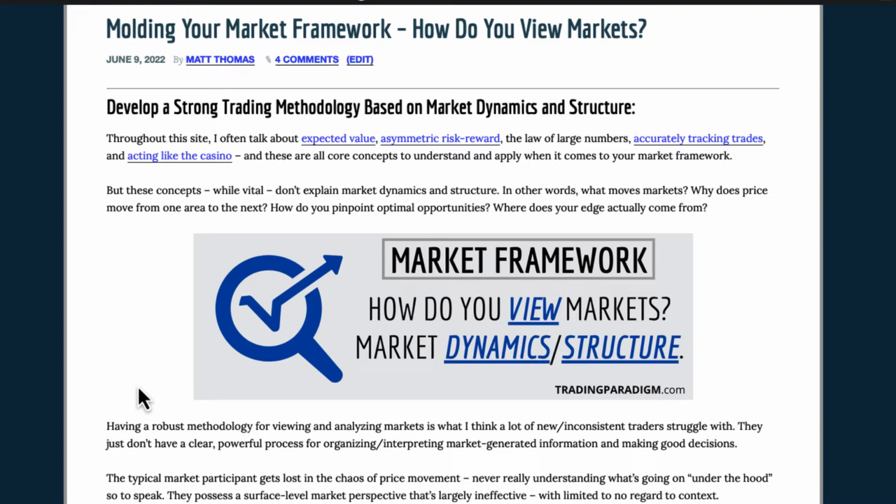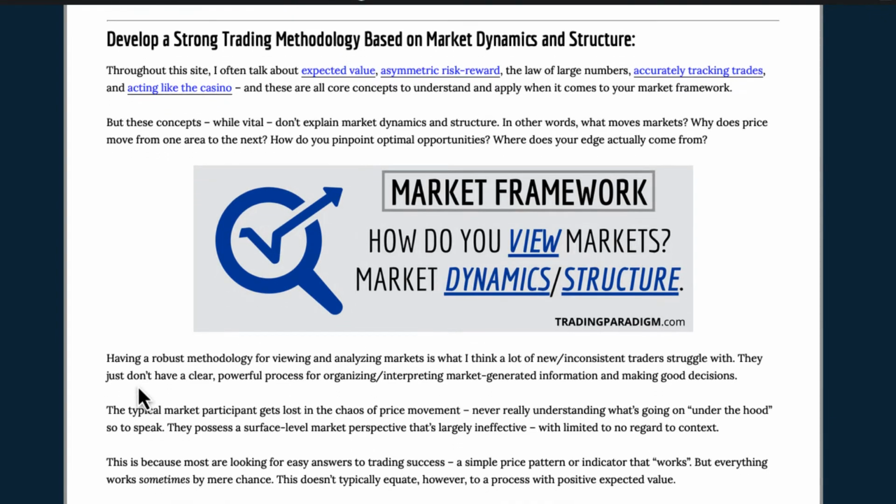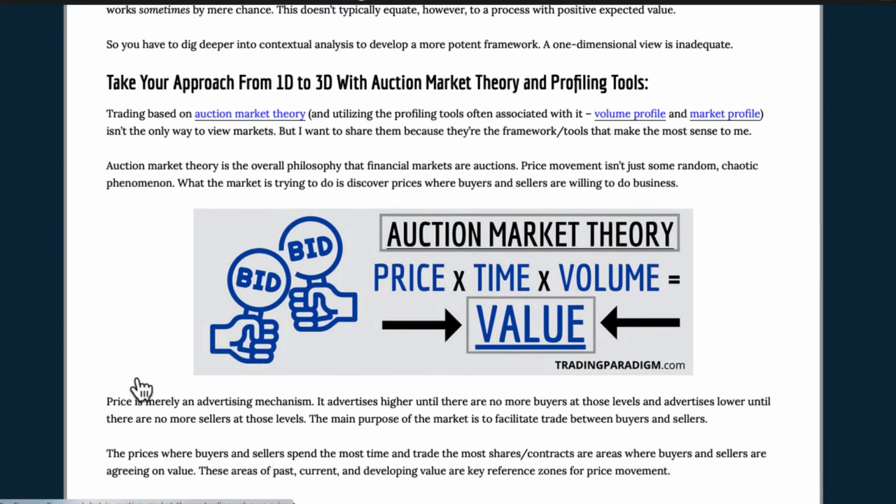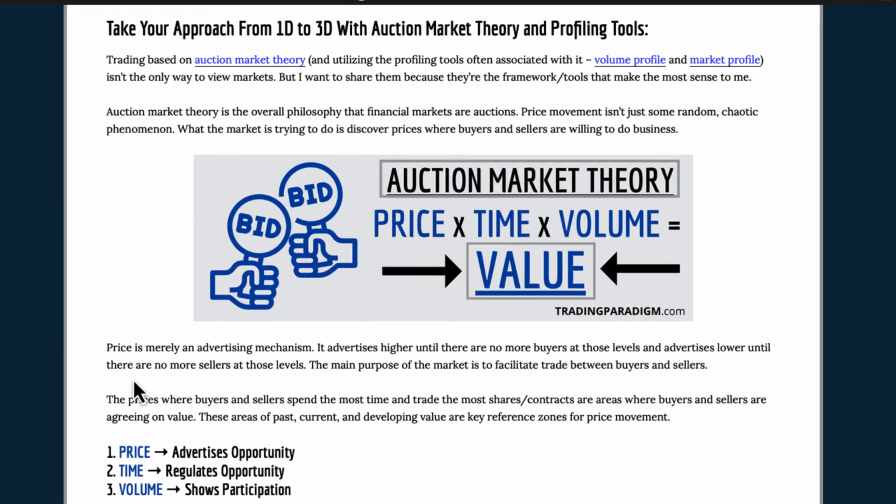These are all nuances of contextual analysis that many new and struggling traders simply don't understand. But the reality is that not all instances of a certain price pattern are created equal. There's much more to it than the shape of a price chart. So as an active short-term trader, you need a more potent framework. You have to be able to discern the strength or weakness of a level in real time. The best way, in my opinion, to expand upon the typical one-dimensional and overall inadequate view on markets that struggling traders tend to have is through the understanding and application of auction market theory and the volume and market profiling tools often associated with it.